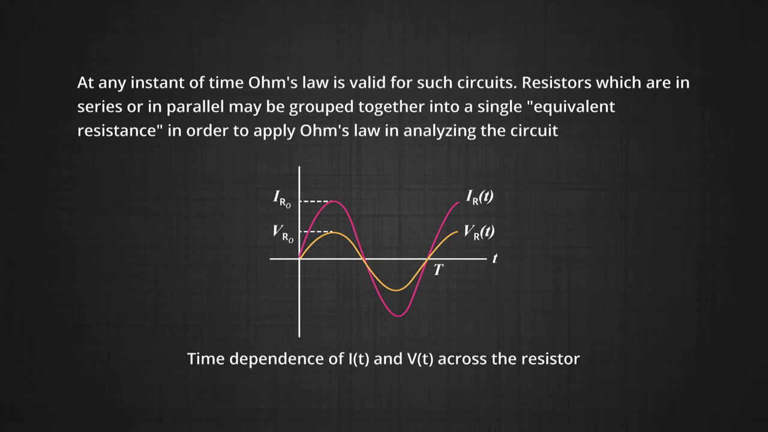At any instant of time, Ohm's law is valid for such a circuit. Resistors which are in series or in parallel may be grouped together into a single equivalent resistance in order to apply Ohm's law for analyzing the circuit. Here we can see the variation of I and V with respect to time. So, we have this time dependence of current and voltage across the resistor, where we can see the values of I and V start from 0 with respect to time.